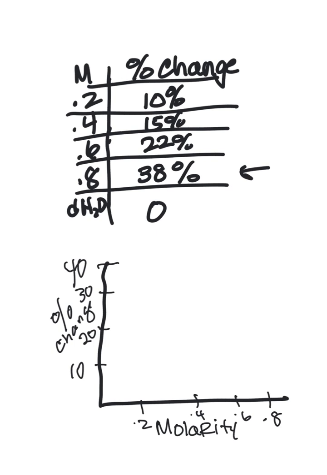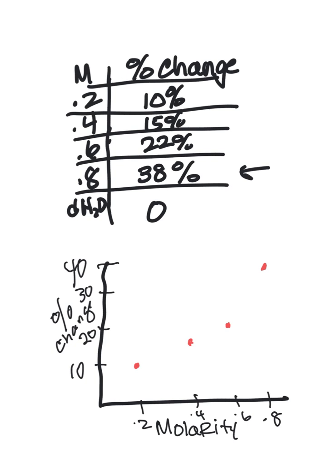So at 0.2, we had a 10% change. At 0.4, we had a 15% change. And these are all positive. You can have negative, but in this case, we did positive. At 0.6, we went up to 22%, which is right about there. And at 0.8, we went all the way up to 38%. So roughly, that's what my data looks like.